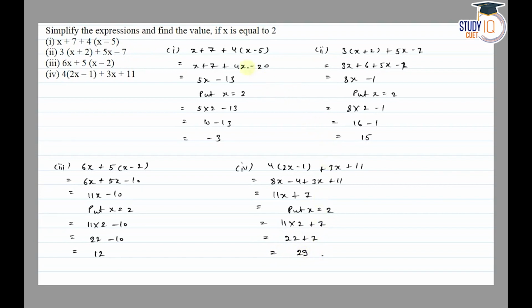So the value of the first expression is minus 3, for the second 15, for the third 12, and for the fourth expression the value is 29. Thank you.